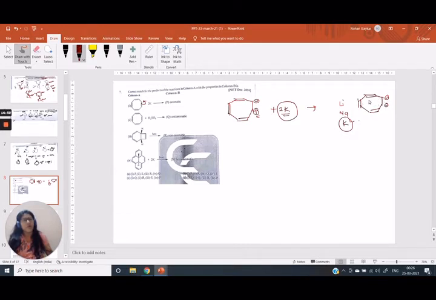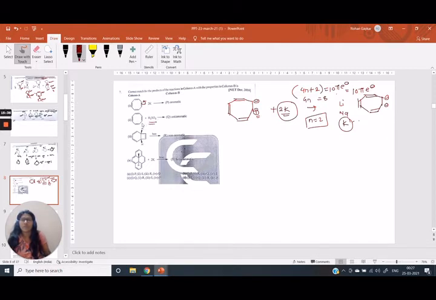One negative charge consists of 2 pi electrons. Here, how many pi bonds? 3 pi bonds, that is 6 pi electrons, and with these two, that is 10 pi electrons. 4n plus 2 is equal to 10 pi electrons. Therefore, 10 minus 2 is 8, therefore n is equal to 2. Therefore, it obeys Huckel rule, and the system is cyclic, planar, conjugated. Therefore, compound 1 is aromatic.